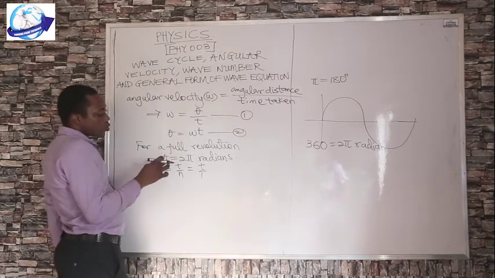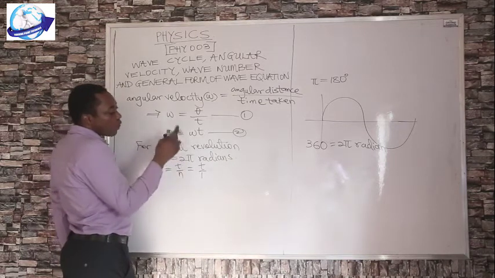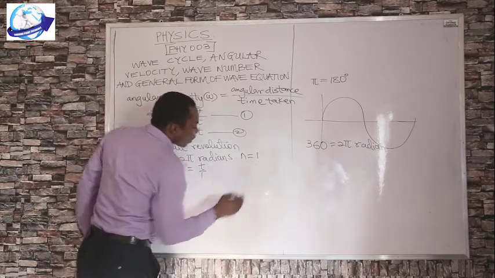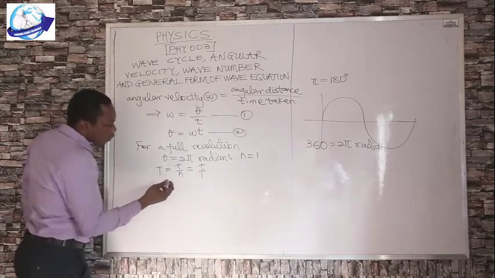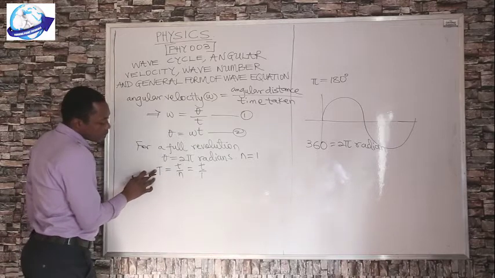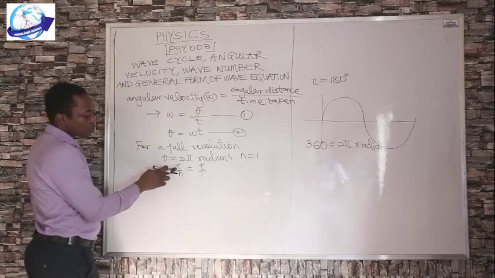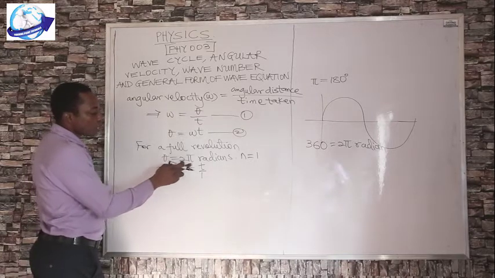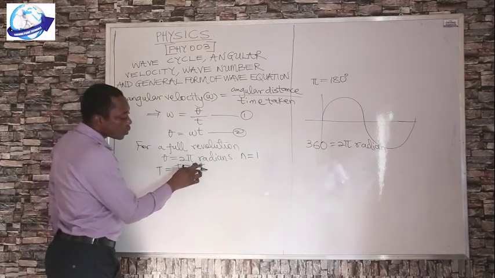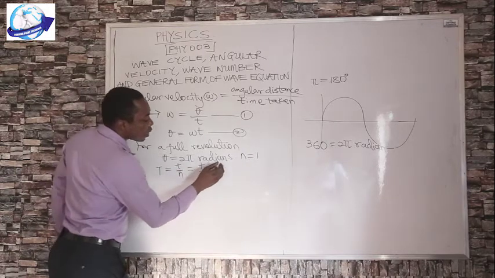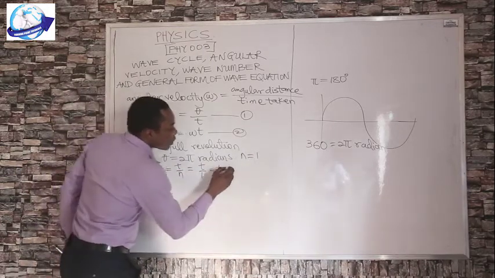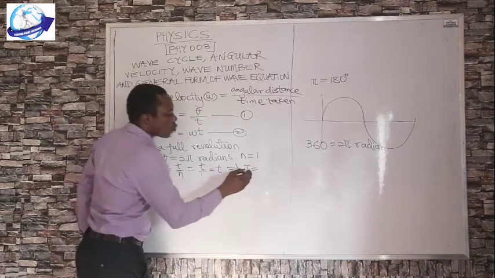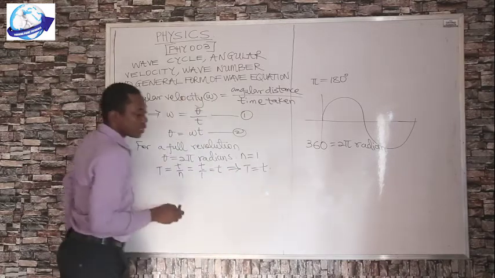For one full revolution, theta is equal to 2 pi. For one cycle, n is equal to 1 for one revolution. Therefore, we have it that capital T, which is the period, equals the time taken over the number of revolutions, which is also equal to time over 1, and that gives me T. So it implies here that T, the period, is equal to the small t, the time.